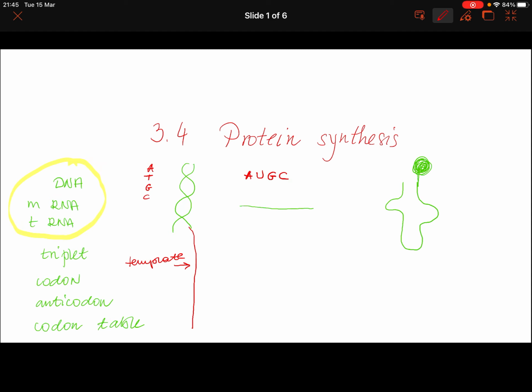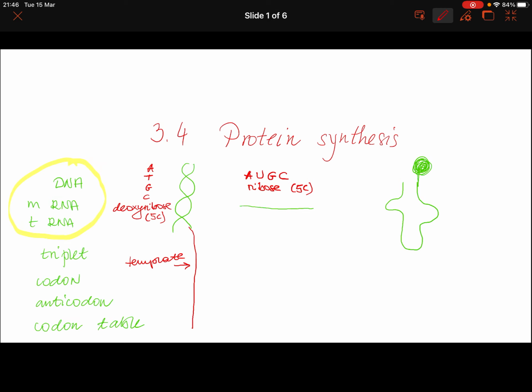Another difference in the nucleotide is the fact that in DNA we've got deoxyribose sugar, which is pentose. That means it has 5 carbons. In RNA, then we've got ribose sugar, which is an example of pentose as well, with 5 carbons.